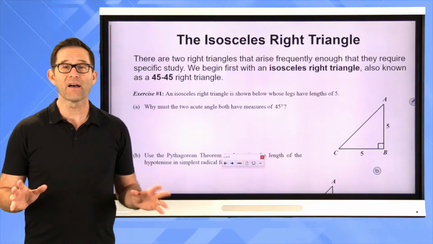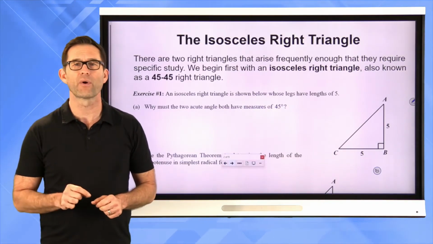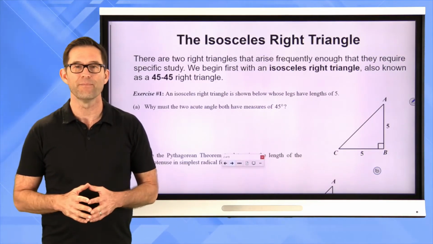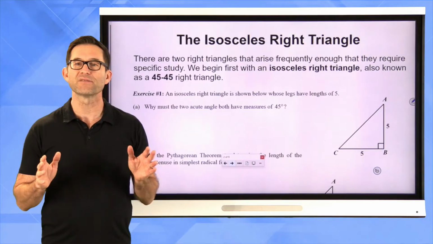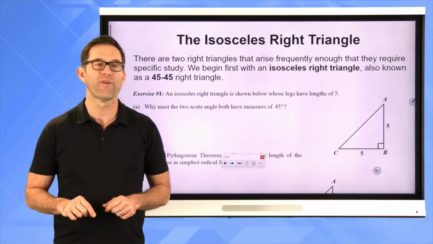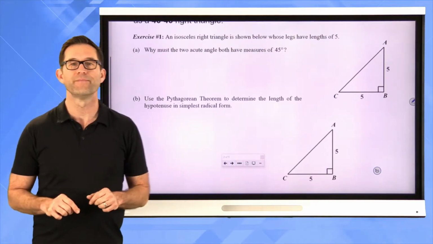All right, the isosceles right triangle. This is going to be the first one we look at today. Now, there are two right triangles that arise frequently enough that they require specific study. We first begin with an isosceles right triangle, also known as the 45-45 right triangle. Let's take a look. Exercise number 1.